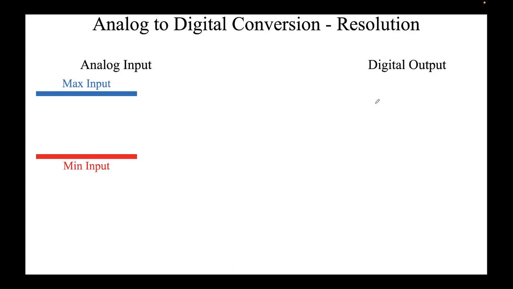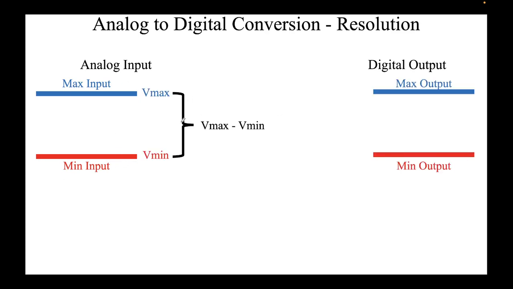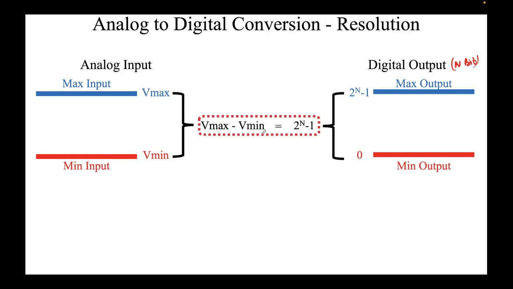What's the resolution here? Again, we have analog input and digital output. As we saw earlier, there is a minimum input and maximum input, and correspondingly a minimum output and maximum output. So Vmin and Vmax, the difference is Vmax minus Vmin. On the output side, minimum output is 0 and maximum output in decimal terms is 2 raised to the power n minus 1, assuming it's an n-bit converter. This is just a mapping. I'm not creating anything new. So Vmax minus Vmin corresponds to 2 raised to the power n minus 1.